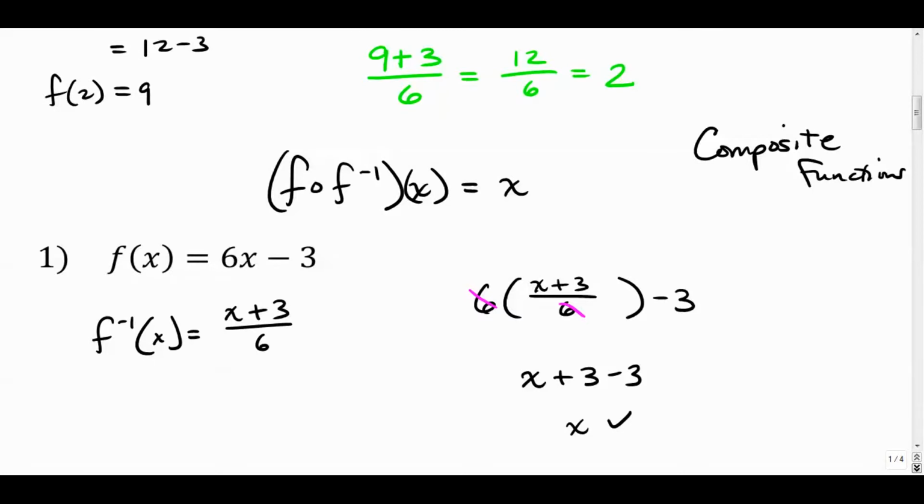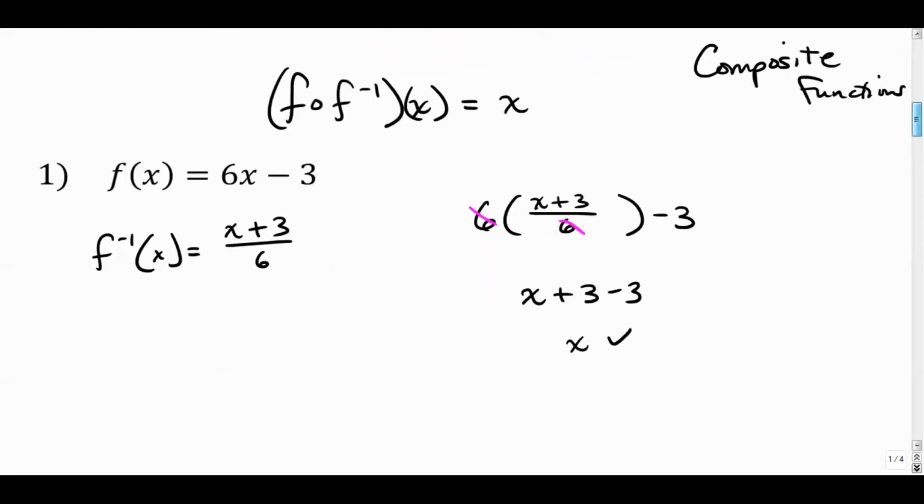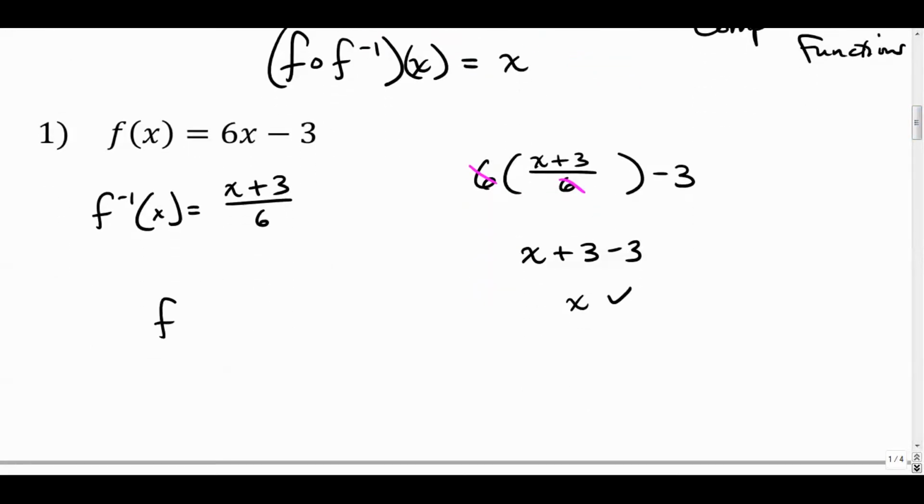And vice versa when you compose the other way. As we've mentioned before, composing functions is not commutative. It's not a commutative operation. So traditionally, most times, this and this will not yield the same thing. But for inverses, it should. Let's check. So now let's write the inverse first. So it's x plus 3 over 6.